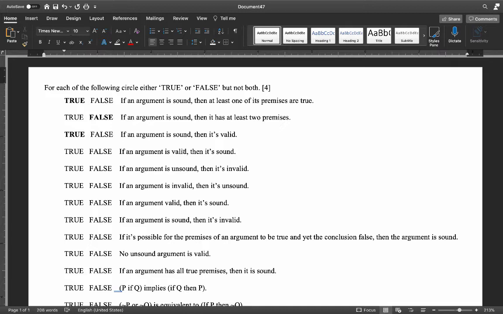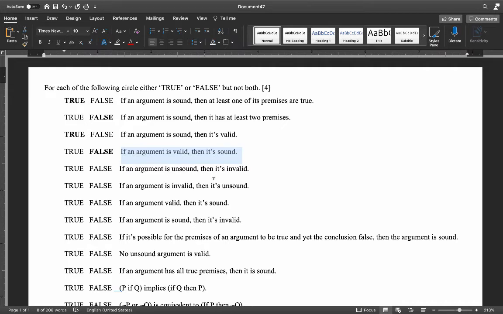Next up, if an argument is valid, then it's sound. That's false. Why? Because validity isn't sufficient for soundness. In order for an argument to be sound, it needs two things. It needs to be valid, and it needs to have true premises. But this claim here, if it's valid, then it's sound, acts as if it only needs one thing, as if it only needs validity. So this claim is false.